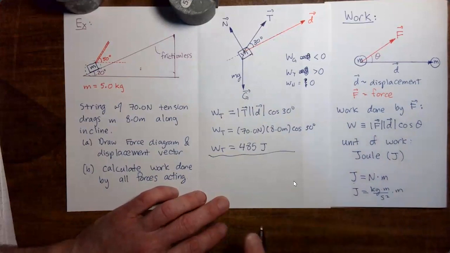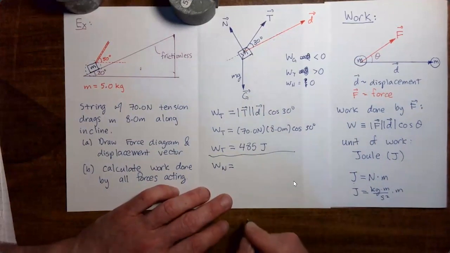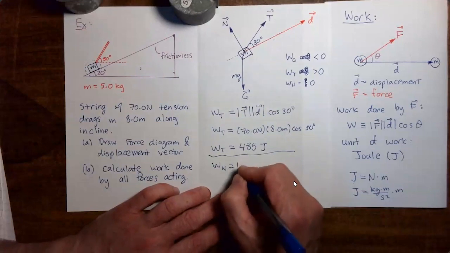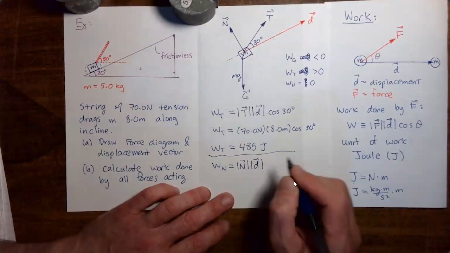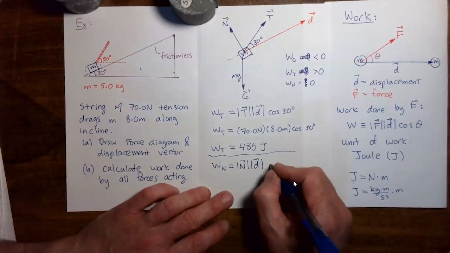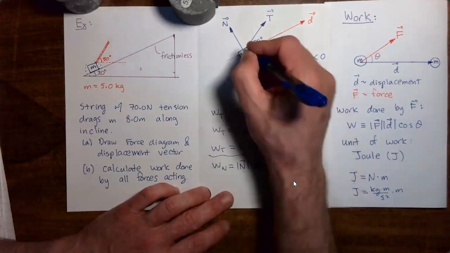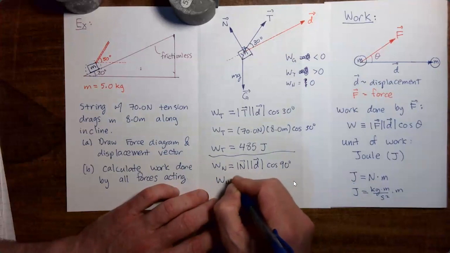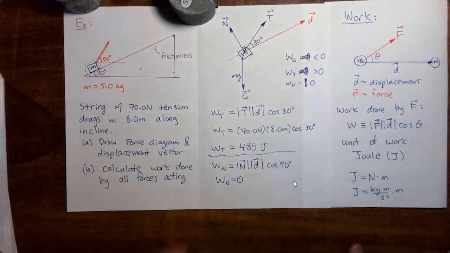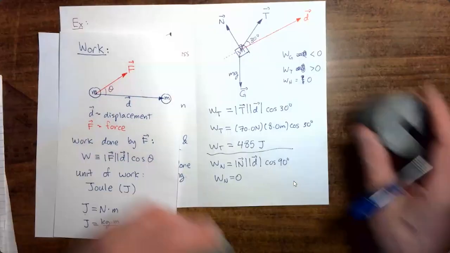Okay, let's do the work done by the normal force together. Work done by the normal force would be equal to magnitude of the normal force times magnitude of the displacement times the cosine of the angle between the normal force vector and the displacement vector. Now, this is a 90-degree angle in here, so we have cosine 90. So the work done by the normal force is 0. Okay, one more to go. We want to calculate the work done by the gravitational force.